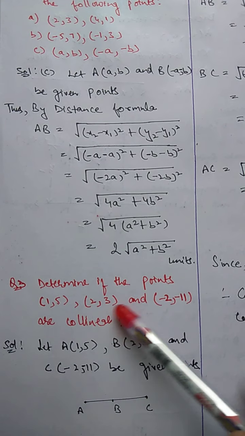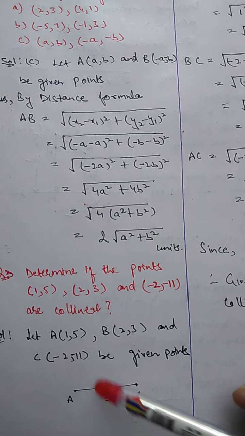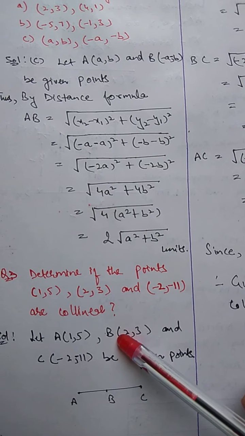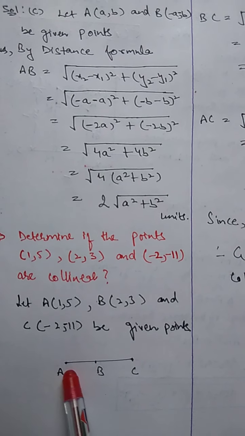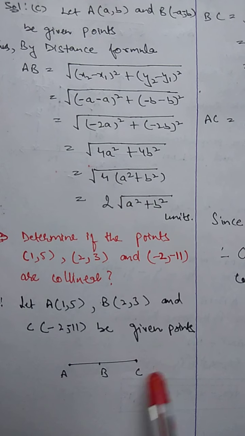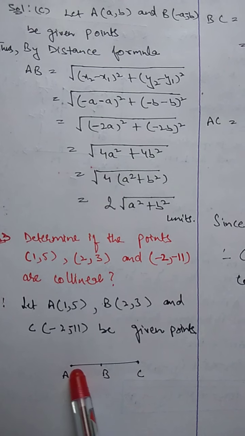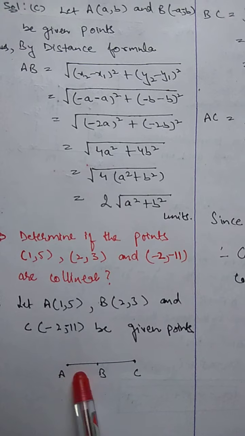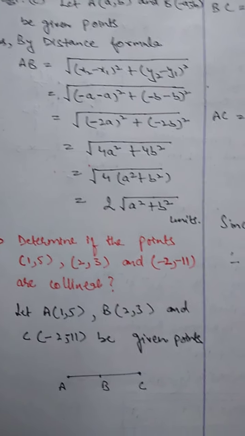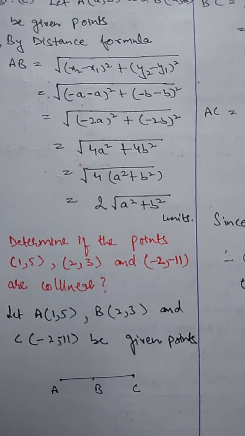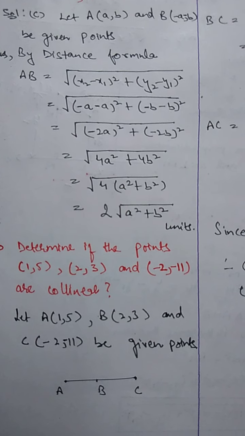Determine if the points A, B, C are collinear or not. Let A, B and C be the given points. As you all know, collinear points are those which lie on the same line. If A, B, C lie on the same line, then AB plus BC should be equal to AC. Only if we can prove that AB plus BC is equal to AC are the points A, B, C collinear.